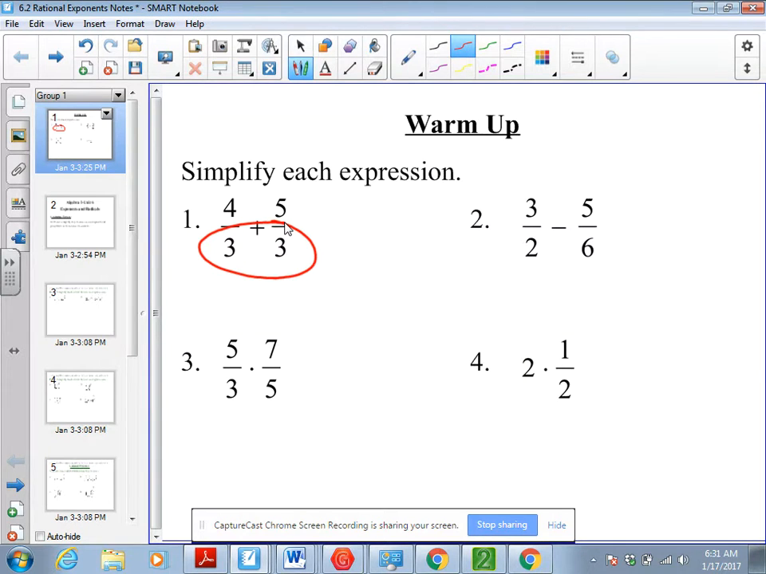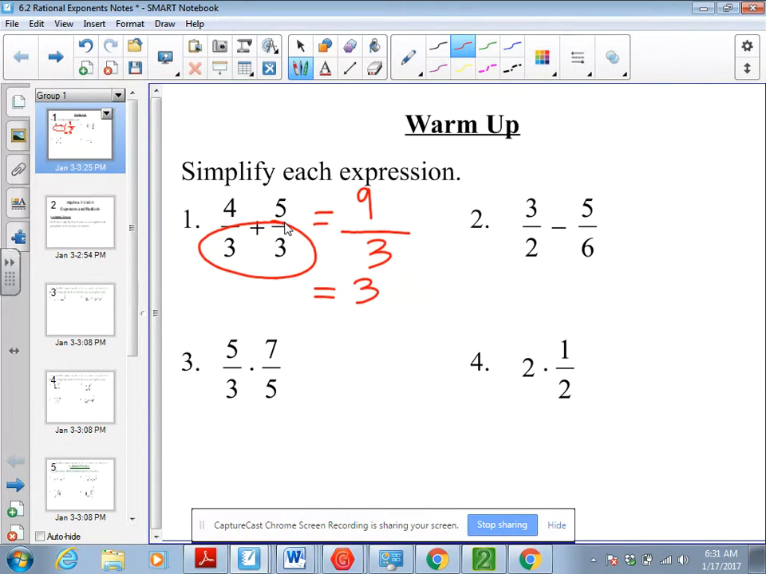to be the same. Since in number one they are the same, all I have to do is add my numerator, so 4 plus 5, that's 9. My denominator has to stay the same, I don't change it. So 9 thirds, and that can be simplified to 3. Subtraction has the same denominator rule. You must have a common denominator.